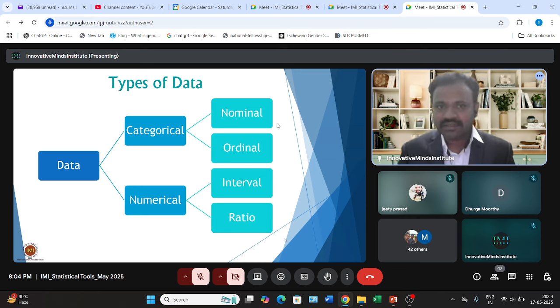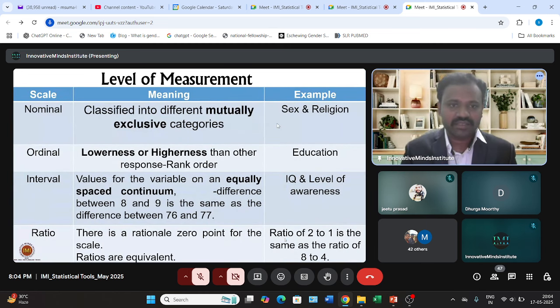Categorical means only classification is possible. You can classify, right? Numerical means it will be a number. You can measure it, right? So nominal, ordinal, interval, ratio. What is that? Let's check this. Categorical variables split into two: nominal and ordinal.